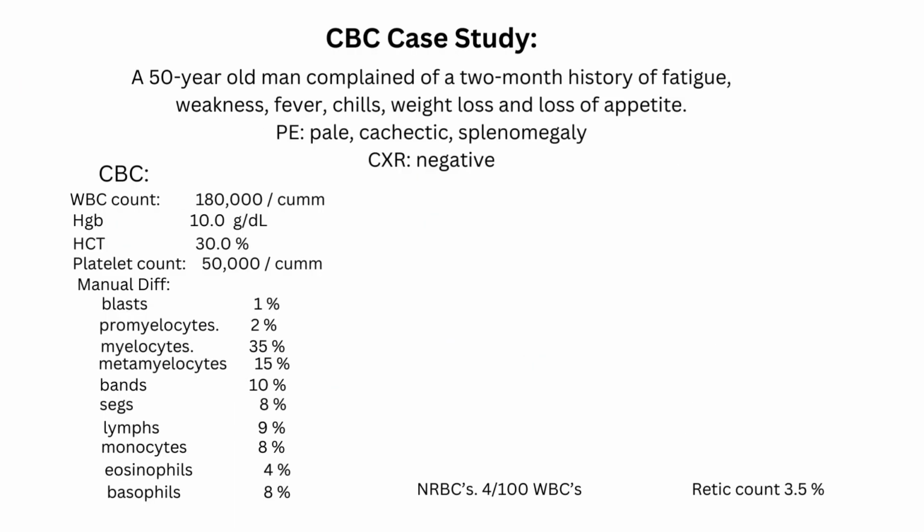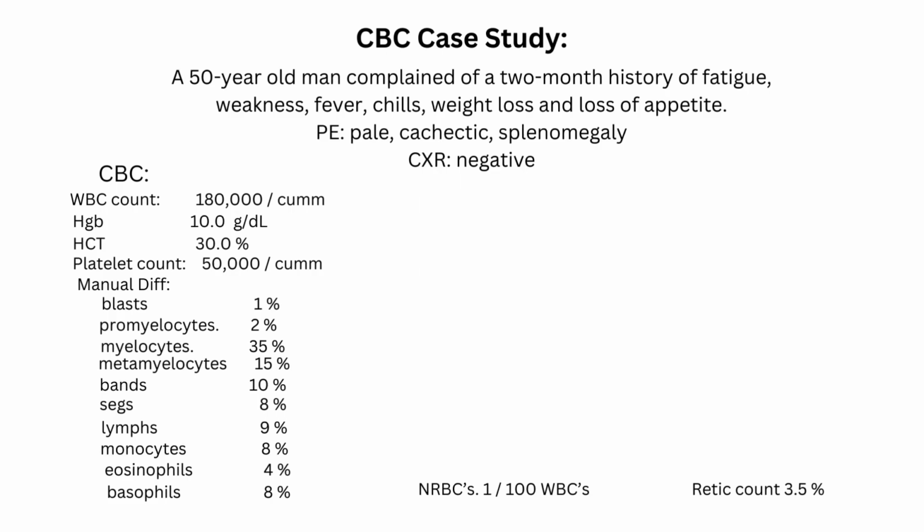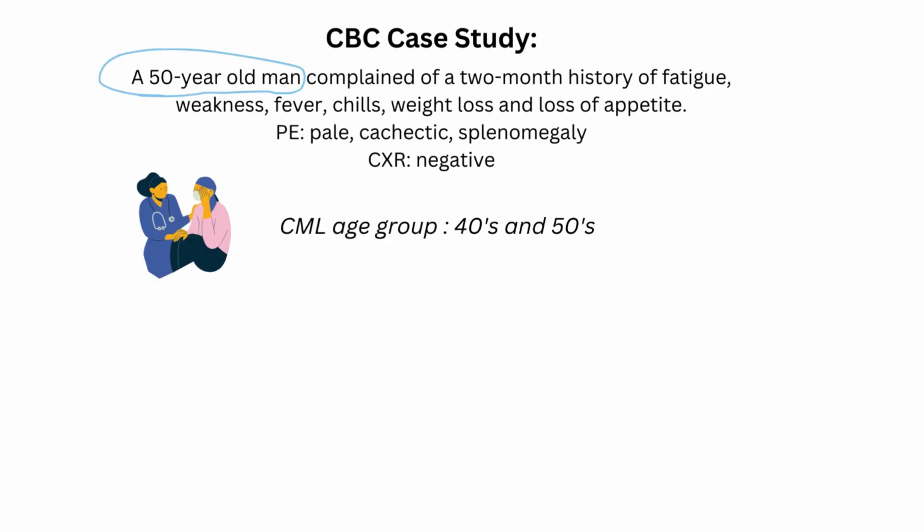Let's look at a case study with a 50-year-old man complaining of a 2-month history of fatigue, weakness, fever, chills, weight loss, and loss of appetite. And here's the CBC, and look at that leukocytosis, low platelet count, and the manual diff shows you this differential. What is your first impression? Our first clue is the age group, 50 years old.